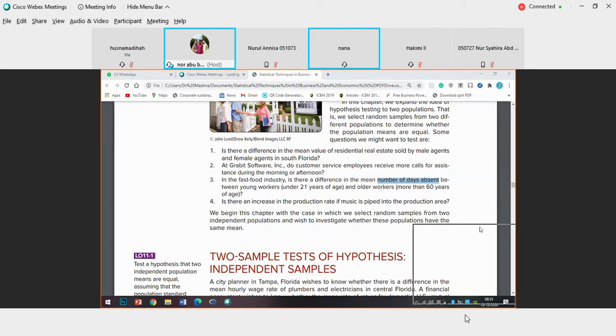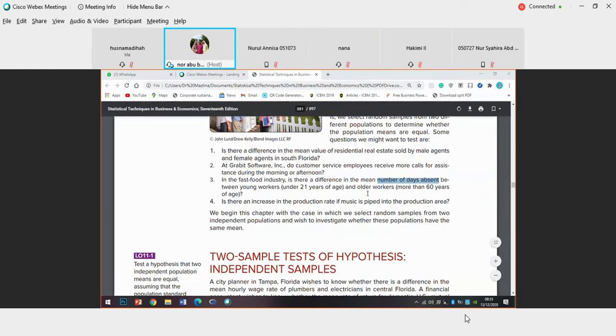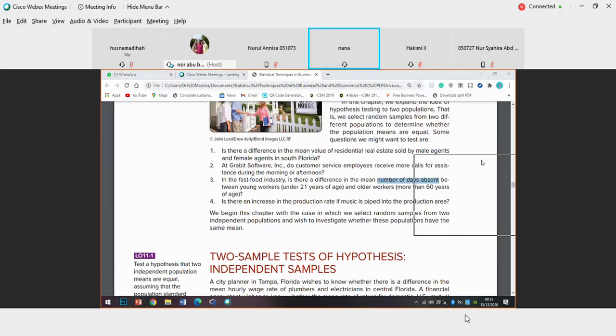Okey. Kalau awak sebagai manager, penting tak awak tahu ni perbezaan antara orang muda dengan orang tua? Okey, macam mana? Awak nak pekerja awak lagi banyak datang kerja ke lagi banyak absent? Lagi banyak datang kerja. Yeah, so it is important for you to know, dan mungkin awak boleh deal dengan lebih baik bila awak tahu data macam ni.